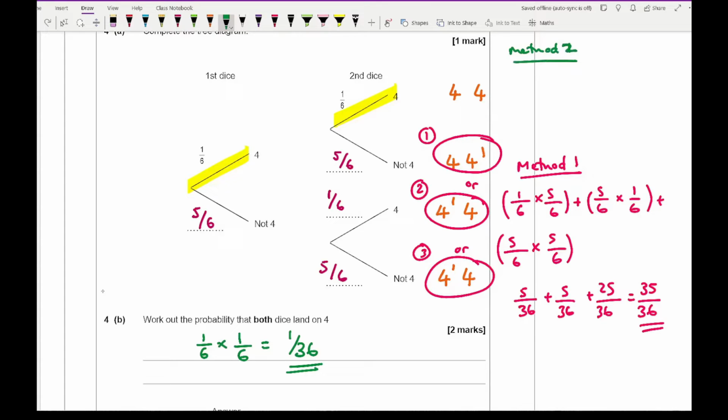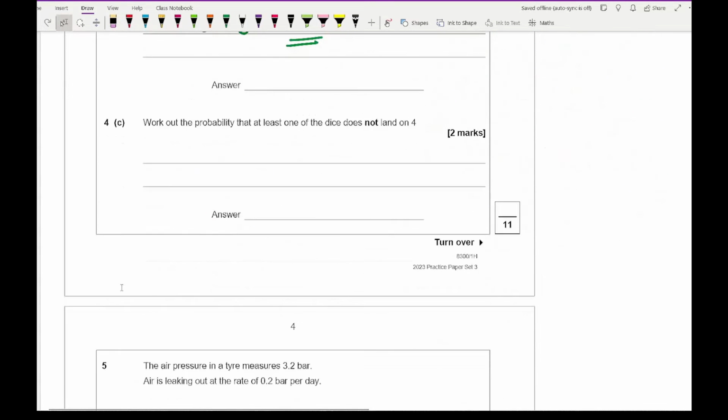Alternatively, what we could have done, which is method 2, is we could have done 1 minus the probability of what we don't want. So it's going to be 1 minus the probability of this, and that's going to be 1/6 times 1/6. So that's 1 minus 1/36, which gives us 35/36. And you can see there that we get the same answer with 2 different methods.